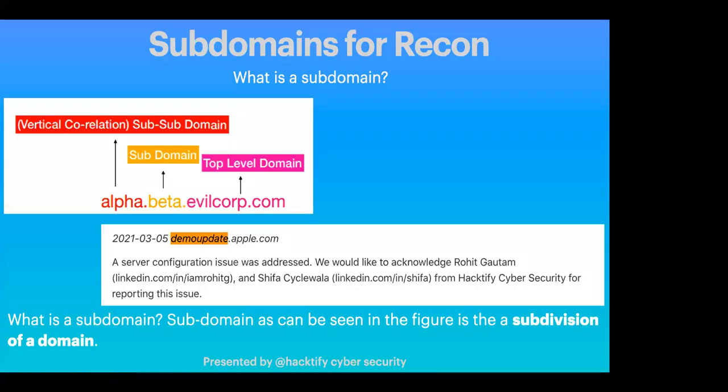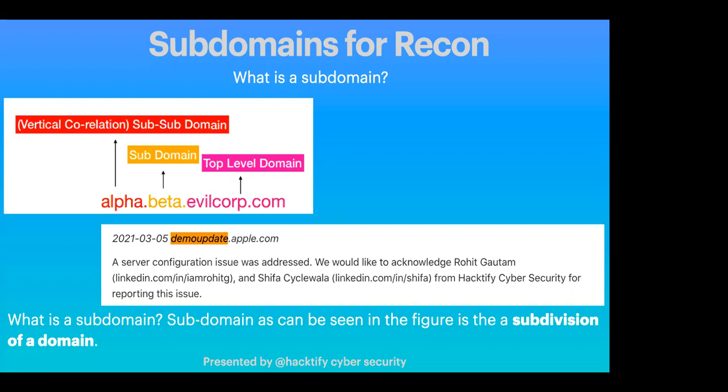Okay, so let's quickly understand subdomains for recon. The first step when you start your bug bounty hunting journey or your reconnaissance is identifying subdomains, and you should know what a subdomain is. Here you can see in the figure, it says alpha.beta.evilcorp.com. Here evilcorp.com is the top level domain, or the website name, which is generally referred to. Next, you can see there is beta dot. Now beta.evilcorp.com makes a subdomain of evilcorp.com.